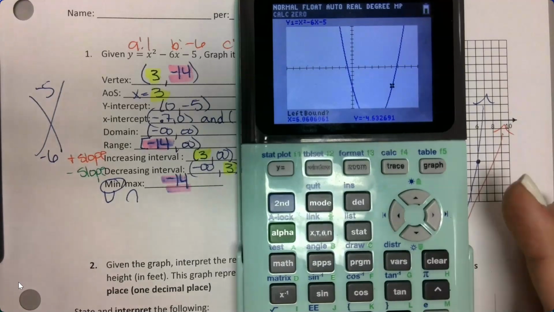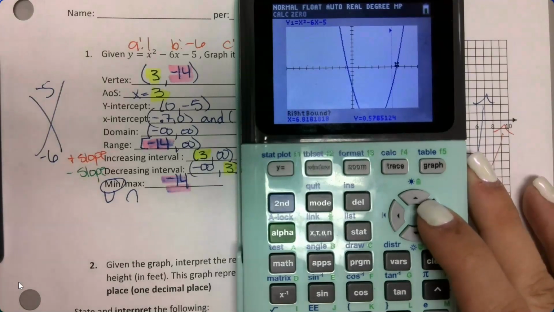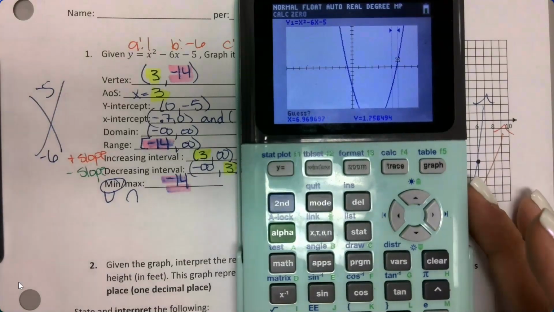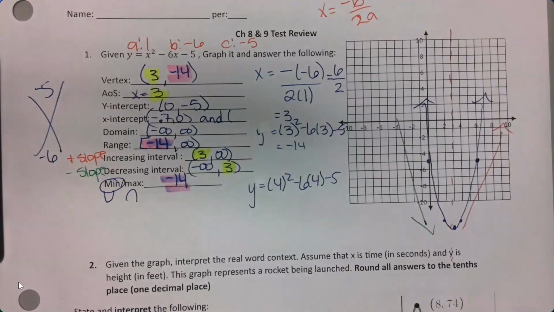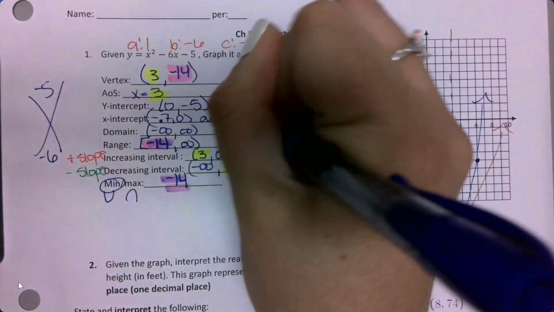Here I am. I press enter. Right bound. I want to cross the x-axis. Press enter. It wants me to guess. I press enter again. And this one gives me 6.7. So this one's going to be 6.7 comma 0.